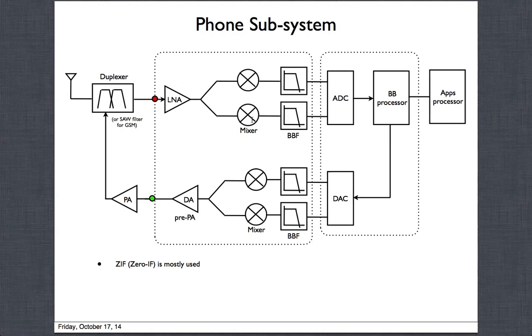Then it splits into 2 paths. I'm showing 2 paths here. These are the I and Q paths. So there's an I mixer and a Q mixer. I'm not showing the LO that comes in, but they have to be quadrature LO. So it goes through the I and Q paths.